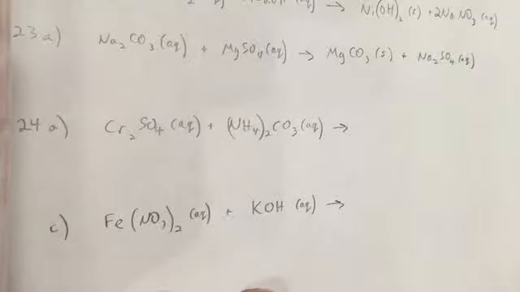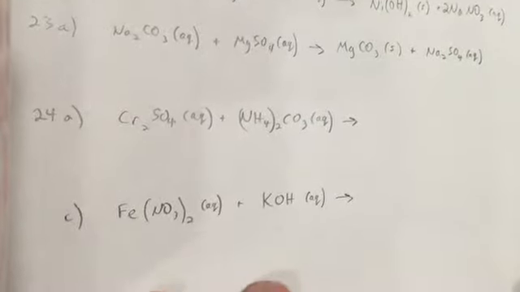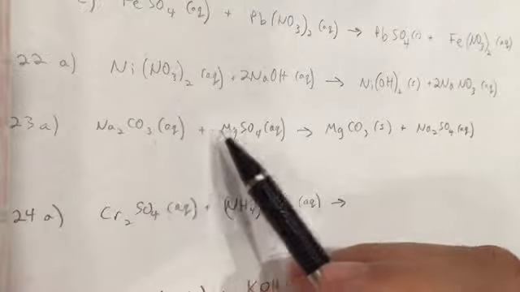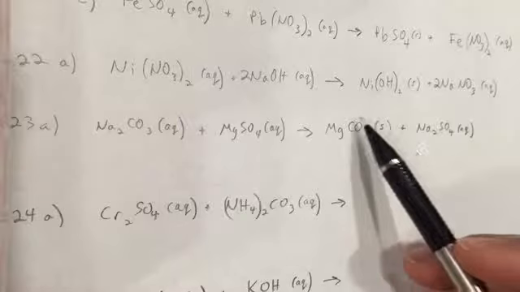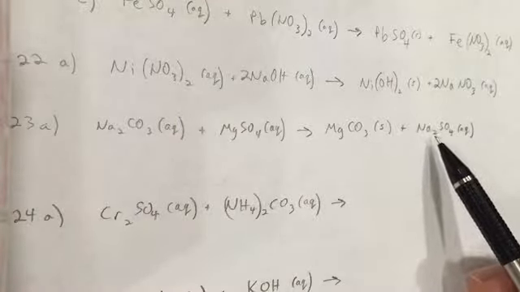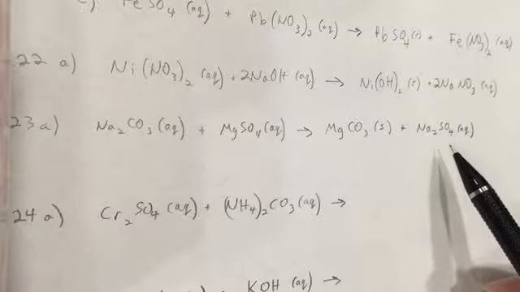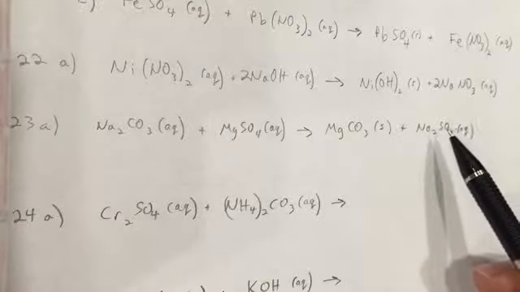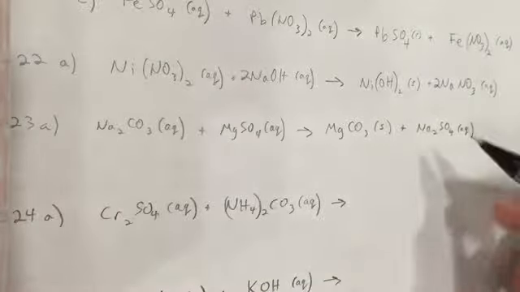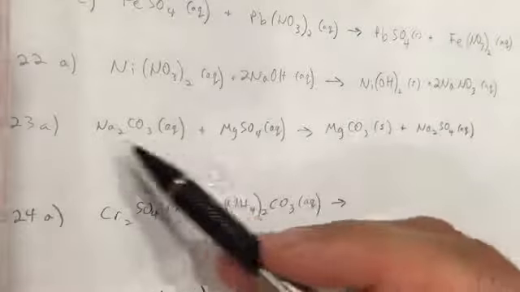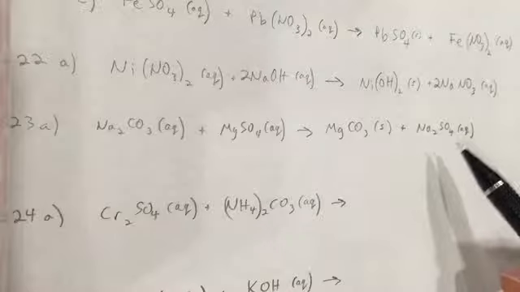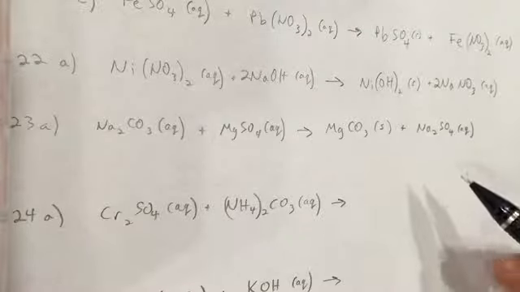Okay, with 23a, I wrote out the equation, and here it is. We've got aqueous and aqueous, and magnesium carbonate is the solid, the insoluble compound, and sodium sulfate is aqueous. Now, if something is aqueous on both sides, it is a spectator ion. So you're going to have Na and Na, SO4 and SO4. Those are going to be the spectator ions.